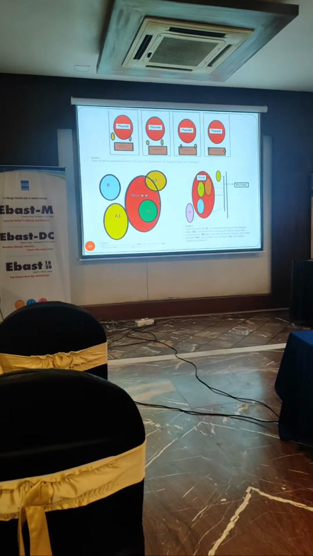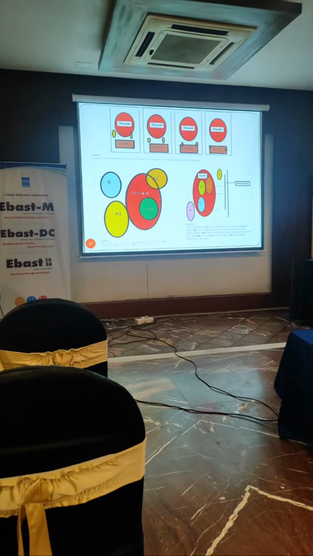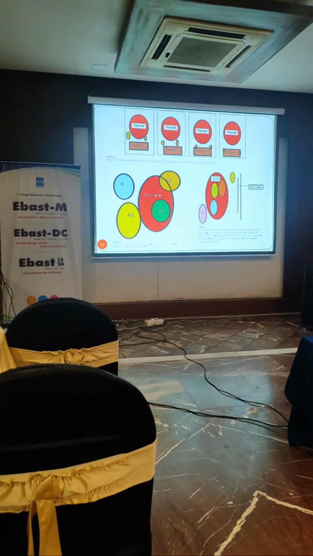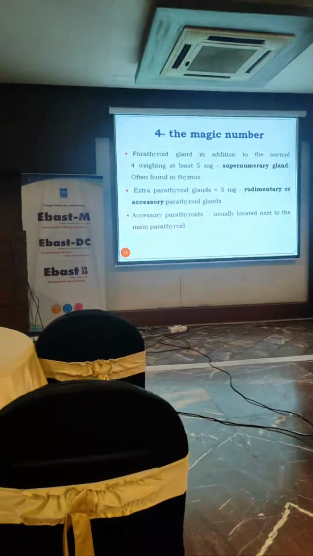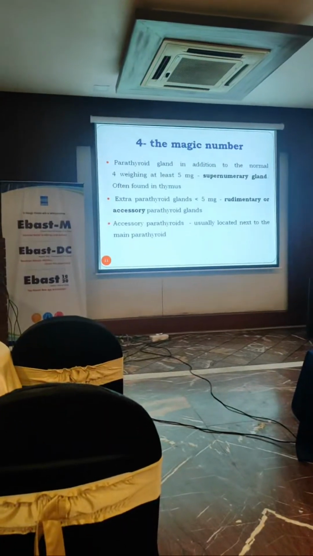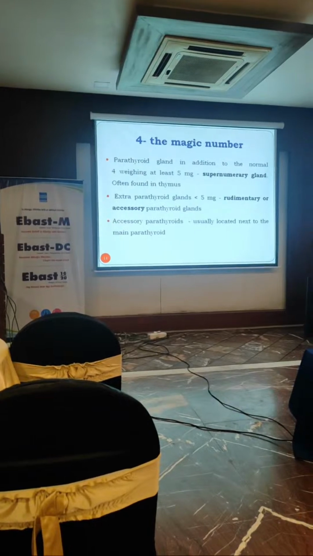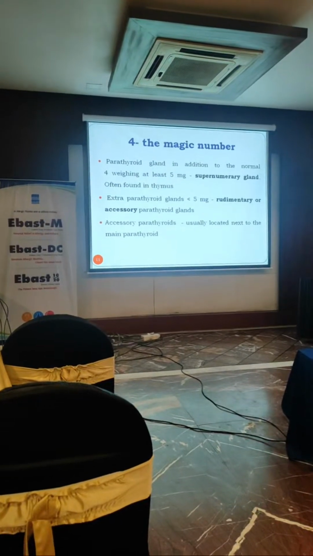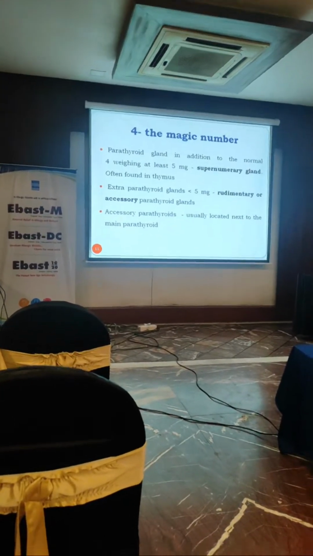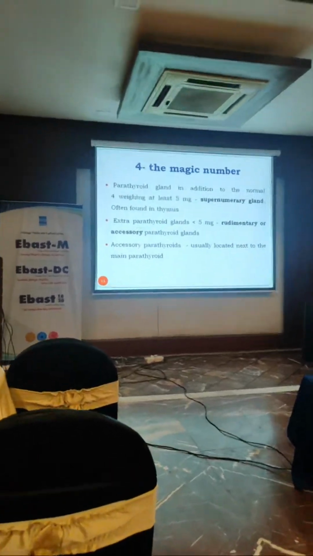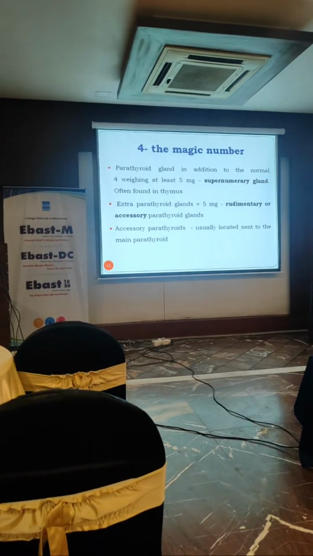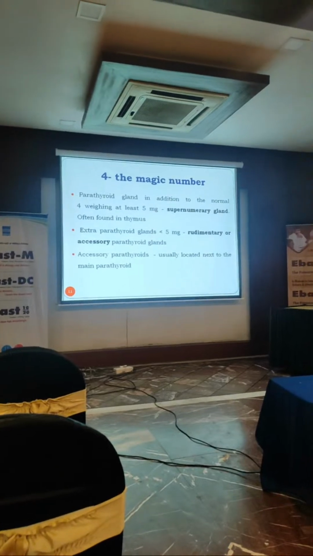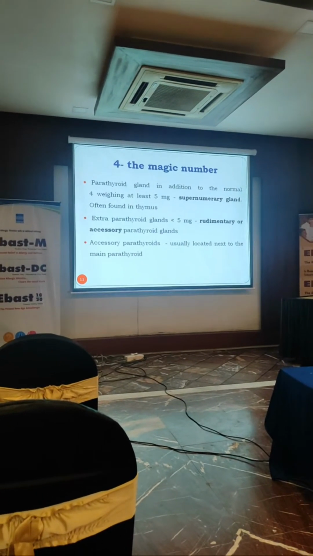This is slightly in detail. For the present time, we will not be dealing with this in detail, but this has been classified so as to help us in identifying for which parathyroid condition we should do autotransplant. So we all understand there are two pairs usually, but at times we find supernumerary glands and rudimentary glands. Any parathyroid gland in addition to the normal 4 glands weighing at least 5 milligrams is known as a supernumerary gland, and extra parathyroid glands less than 5 milligrams are known as rudimentary or accessory. These rudimentary glands are normally found located next to the main parathyroid gland. These become important in the context of hyperparathyroidism, parathyroid adenoma, and multiglandular disease, where we need to look for these.